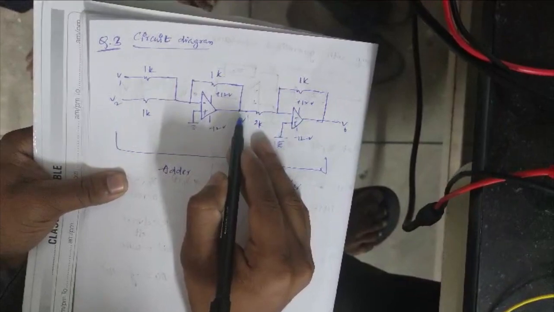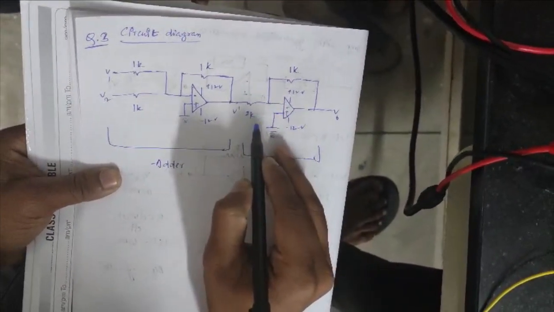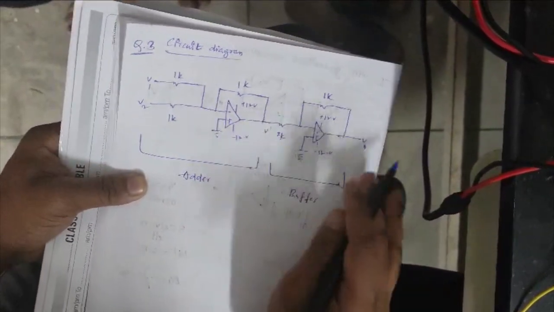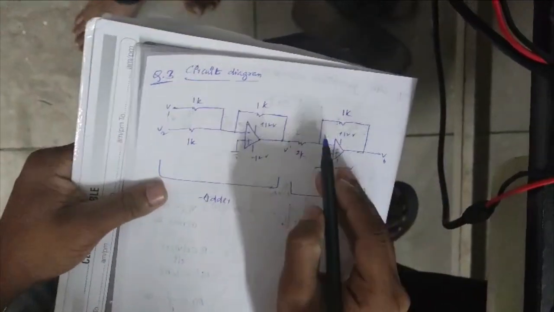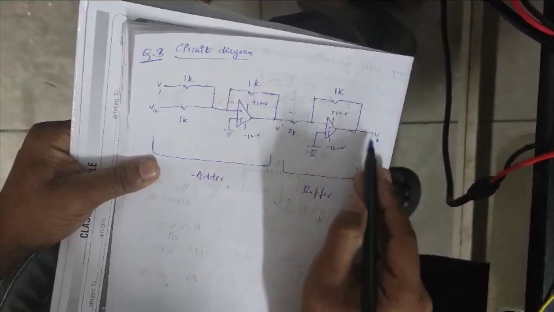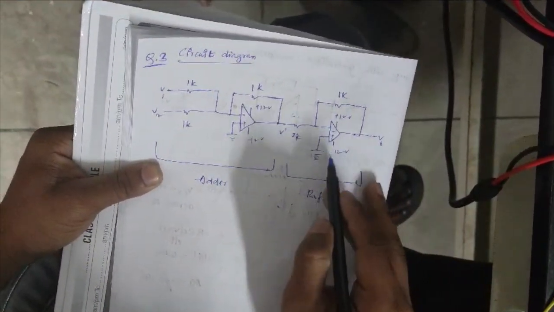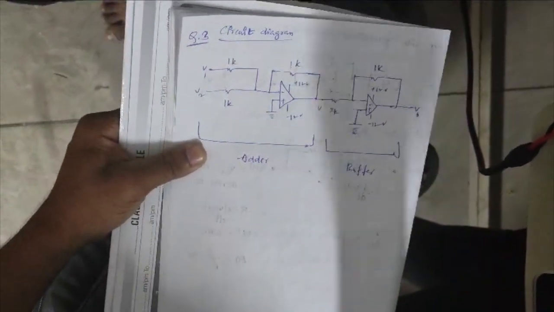We have taken the output from pin number 6 of the first op amp, and we connected a 2k ohm resistance from there to the non-inverting pin of op amp number 2, and we took the same feedback resistance of 1k ohm and connected it to the output. We connected two non-inverting pins to the ground, and these two grounds are common grounded with the op amp ground and power supply ground.